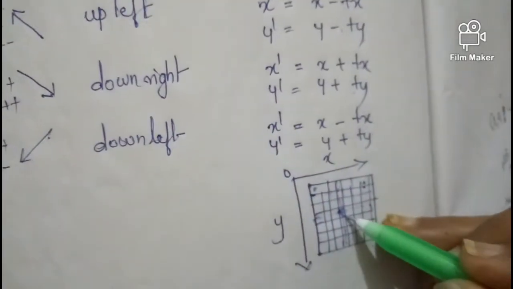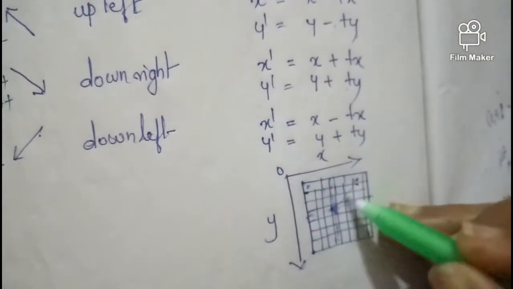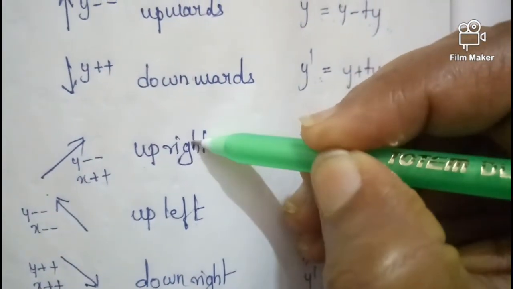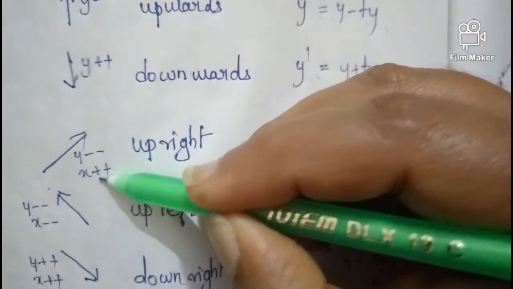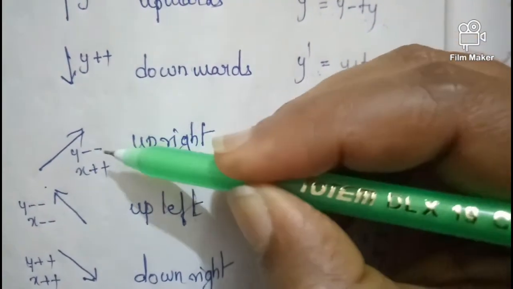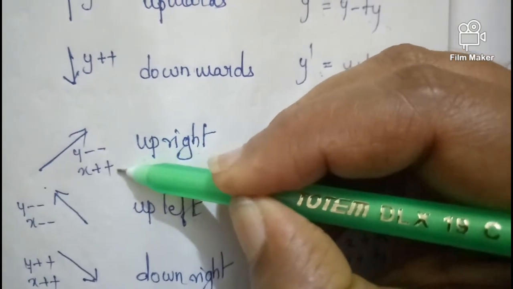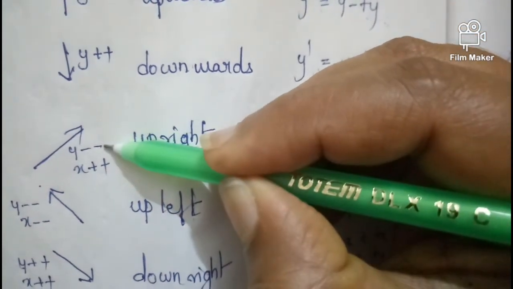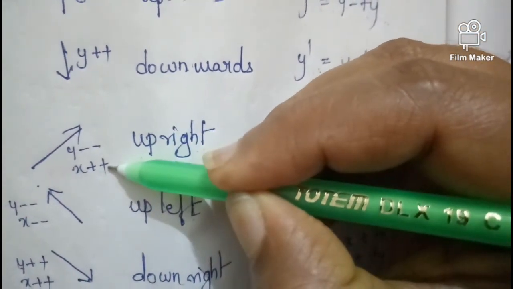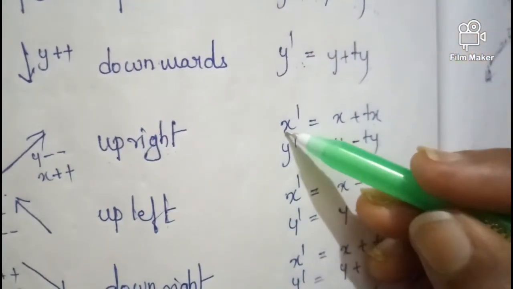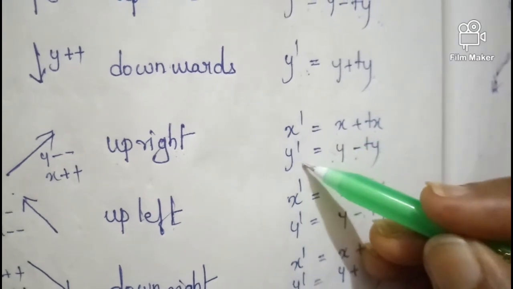What will happen if I am moving up right? That means from the current position, if I am moving in this direction, which is up and also right. When I am moving towards right, x increments. When I am moving upwards, y decrements. So here both x and y are changing. A right movement causes x to increment, and upward movement causes y decrement. X increment means tx should be added, y decrement means ty should be subtracted. So the equation is x dash is equal to x plus tx and y dash is equal to y minus ty.